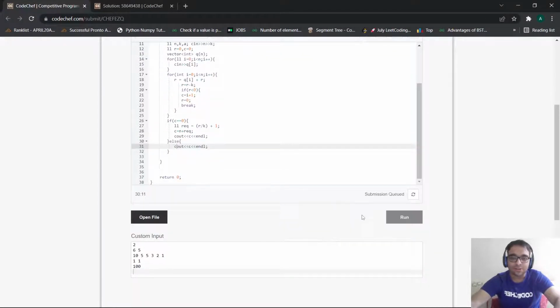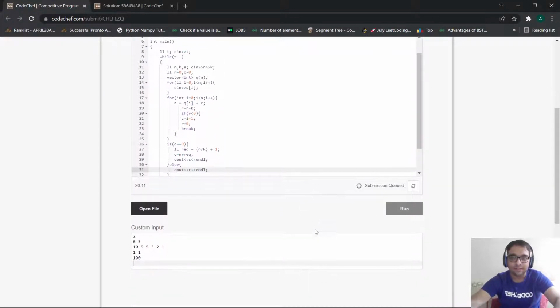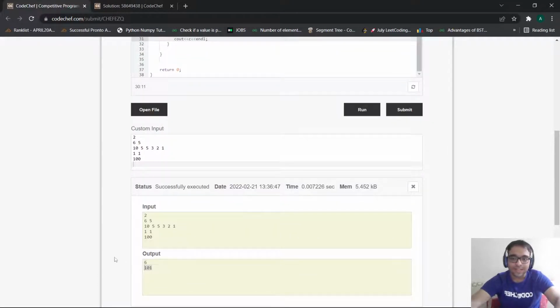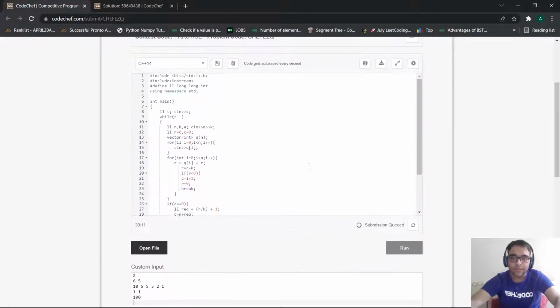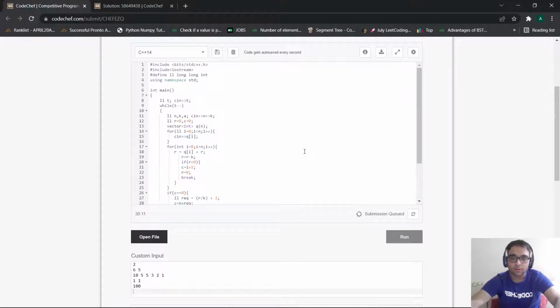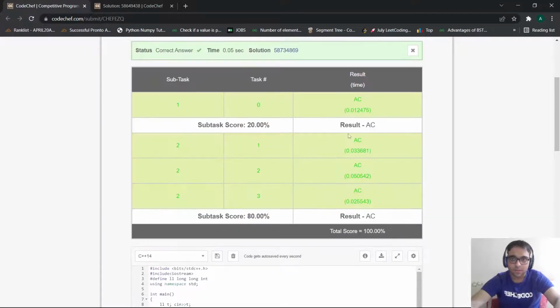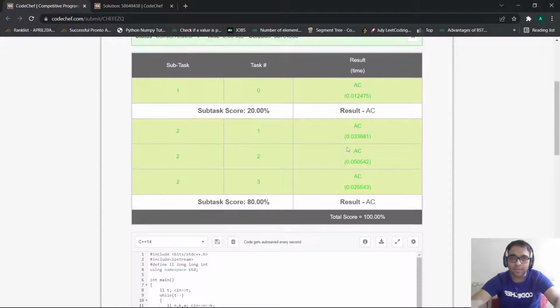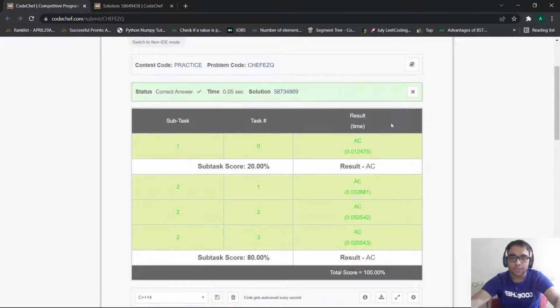Now let us run our code on the sample test cases to understand whether everything is working correctly or not. Okay, as you can see, we got the correct answer for the test case. Now let us submit our code on the actual test cases to check whether everything is working correctly. Okay, as you can see, we got the correct answer for the problem, and yes, this becomes a valid approach to solve this problem.